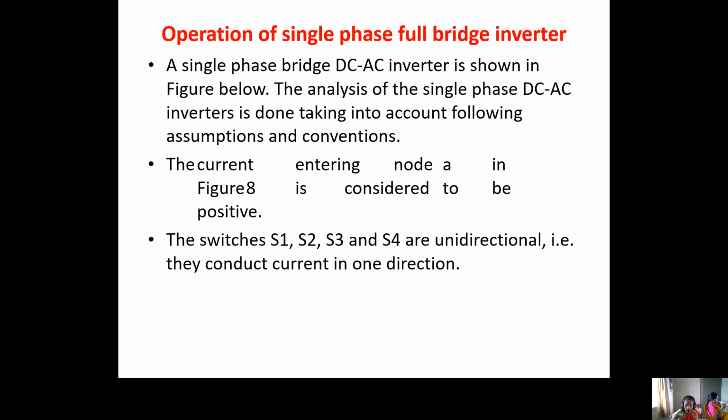Now, operation of the single phase full bridge inverter. For the full bridge DC to AC inverter, the figure is shown below. The analysis of the single phase DC to AC inverter is done by taking into account the following assumptions. Here two assumptions are taken for single phase full bridge inverter operation. The current entering a node is considered to be positive when the switches S1, S2, S3 and S4 are unidirectional, such that they conduct current in one direction.